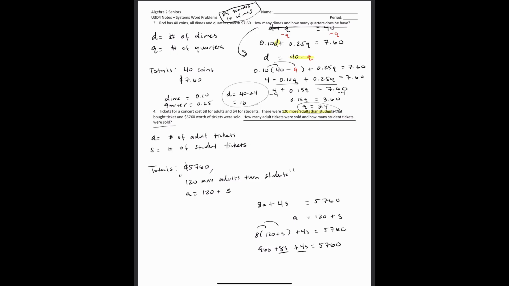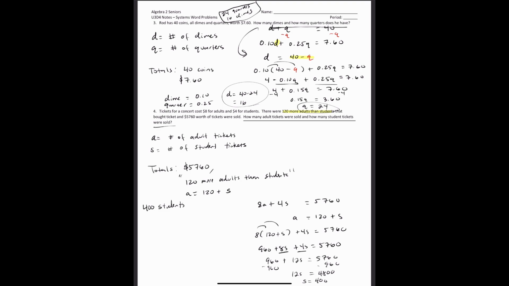And then I can go ahead and combine the like terms here. So 8S plus 4S, that is 12S. So 960 plus 12S equals 5,760. And I'm going to subtract both sides by 960. So 12S equals 5,760 minus 960, which is 4,800. So if I divide both sides by 12, the number of students is 400. So there are 400 students, but we do need to figure out the number of adults.